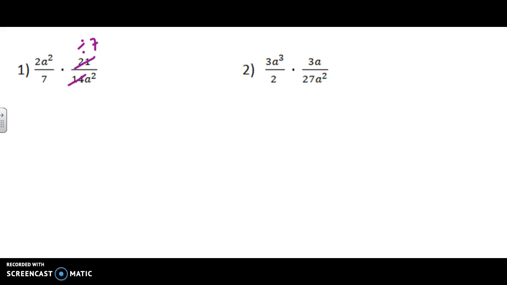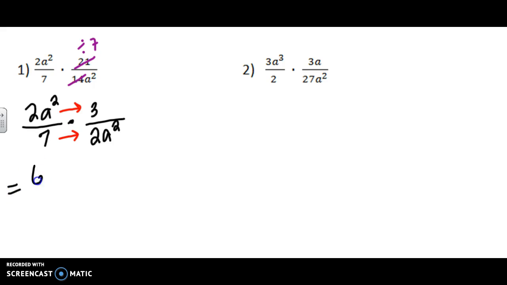So we're going to keep this first one the same. So we have our 2a squared over 7, but this is going to become 3 over 2, and then we have our a squared on the bottom. So we simplify. There's no factoring because there's no adding and subtracting. So the second step was to cancel, and then the third step is just to multiply straight across. You multiply the numerators together, and that's going to give you 6a squared over 14a squared.